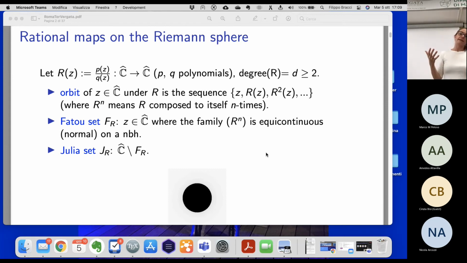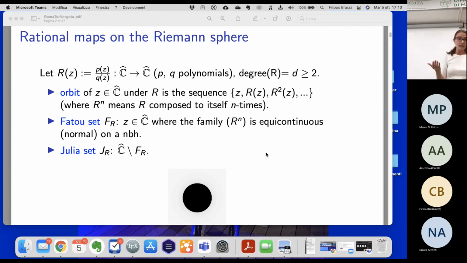It happens that this action of a rational map gives a partition of the Riemann sphere into the set where the orbits are stable. So if two points start nearby, they will stay nearby forever and ever. This set is called the Fatou set. The complement is called the Julia set, which is chaotic. Technically speaking, the Fatou set is the set of points of the Riemann sphere where the family of iterates of the map is equicontinuous, or normal, on a neighborhood. So the points all travel together. And then there is the complementary Julia set, which is chaotic.